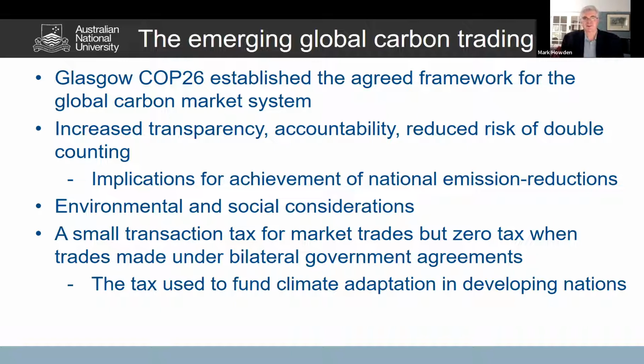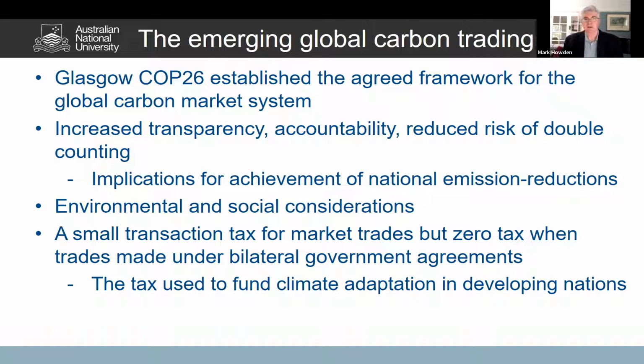So, for example, Brazil could sell carbon credits to the US to offset emissions in the US. Previous to that, there was a big debate about, in that circumstance, whether Brazil could both sell those carbon credits but also claim those carbon credits against its domestic emissions. Now, clearly, that's a case of double counting, which is now essentially ruled out by the agreed arrangements.